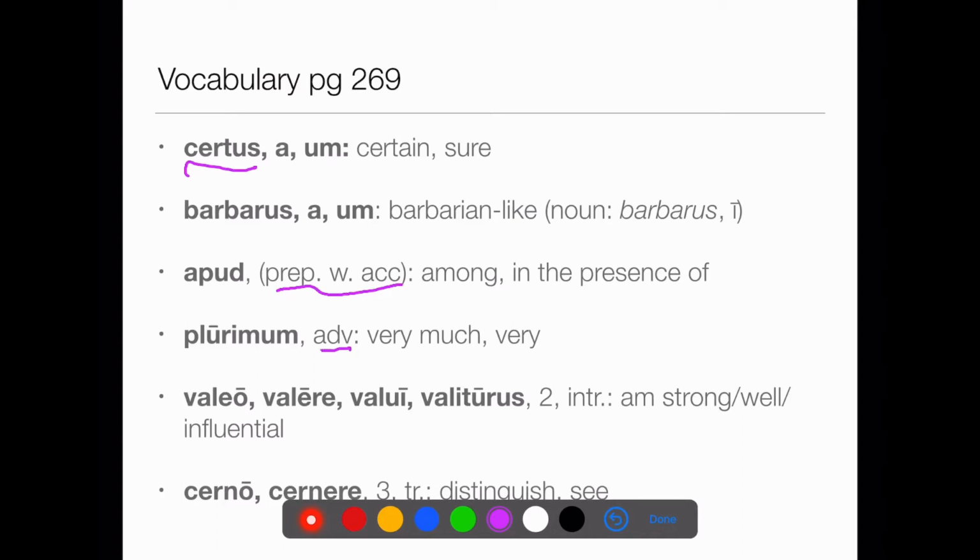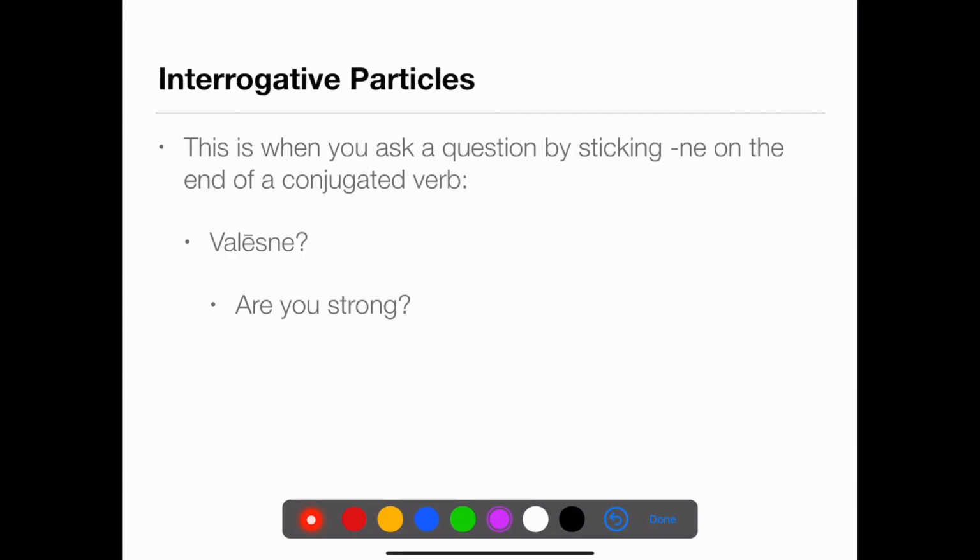I think of the word value in English for this verb. People who are strong, well, and influential are valuable members of society. That's not exactly politically correct, but it does indeed go together.